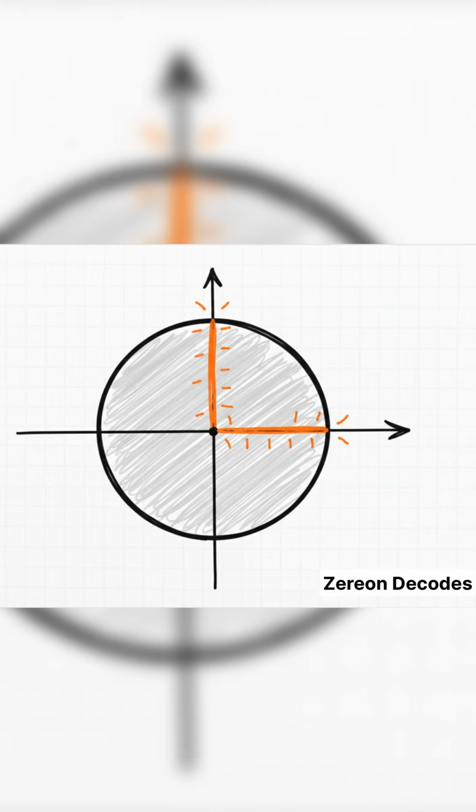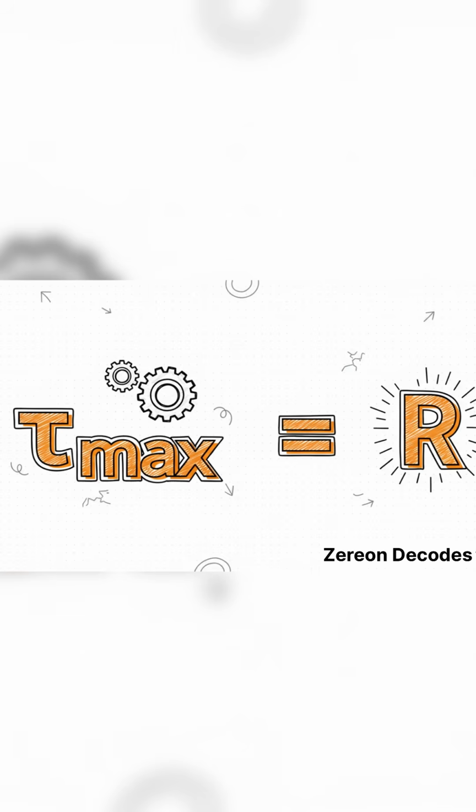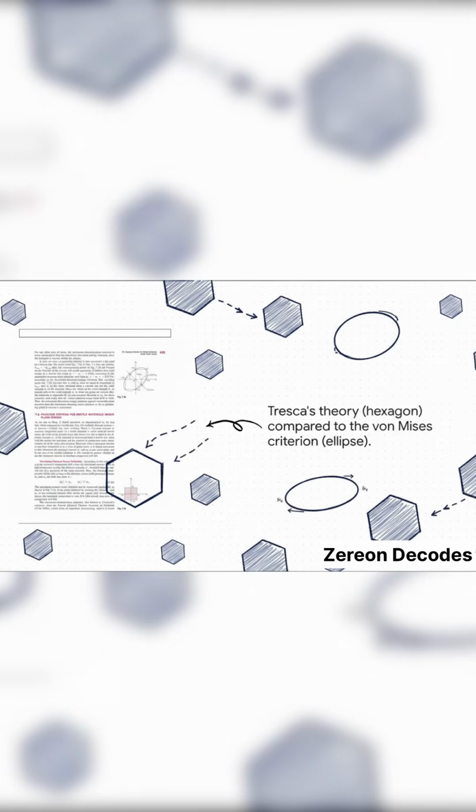And the best part? It's so simple. The maximum shear stress is just the radius of the circle. Yep, τmax, the number we've been looking for, is equal to R, the circle's radius. Now, this is where it gets interesting.